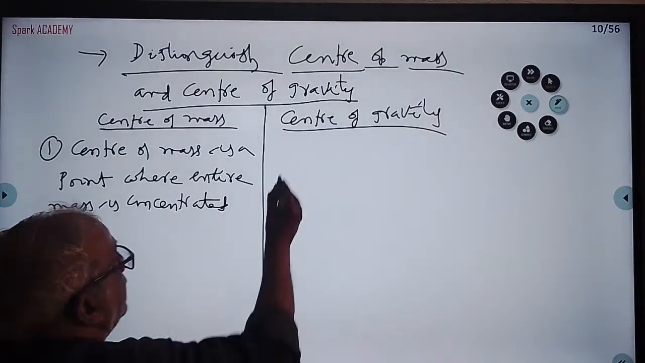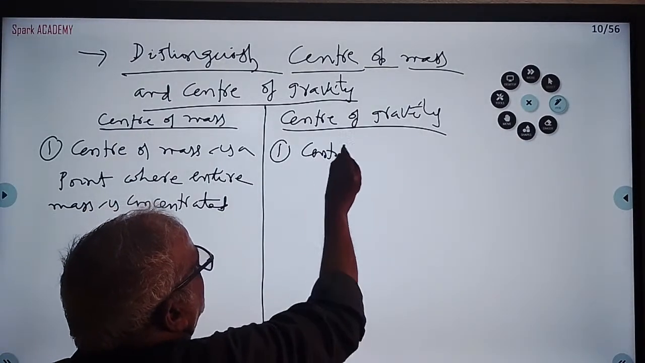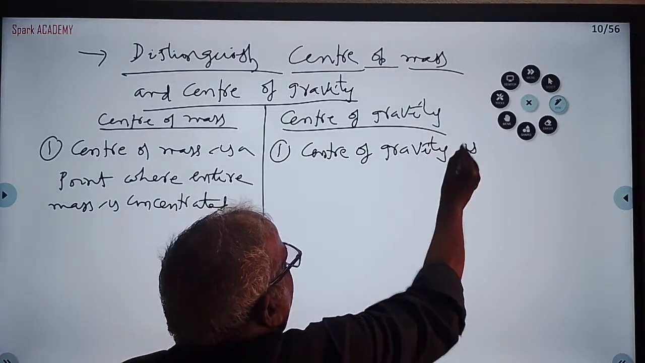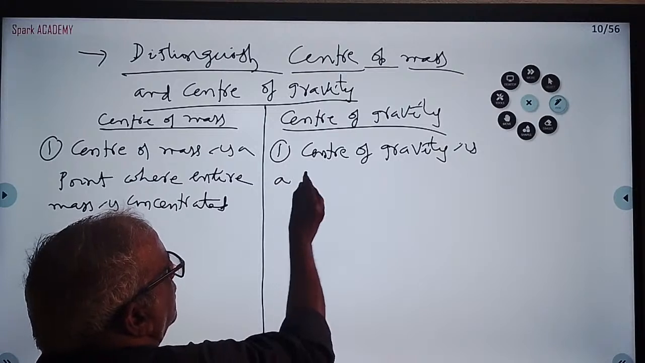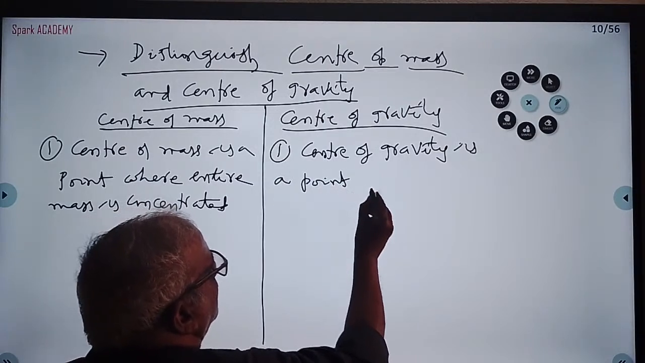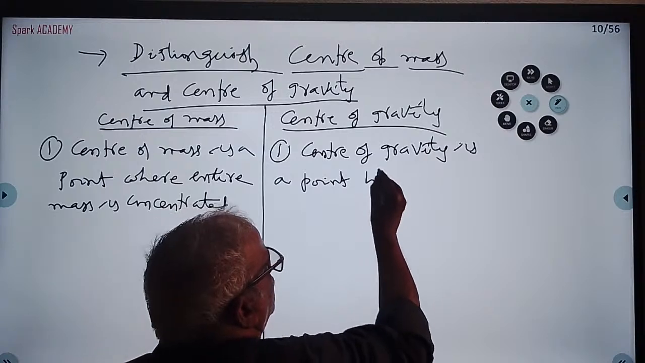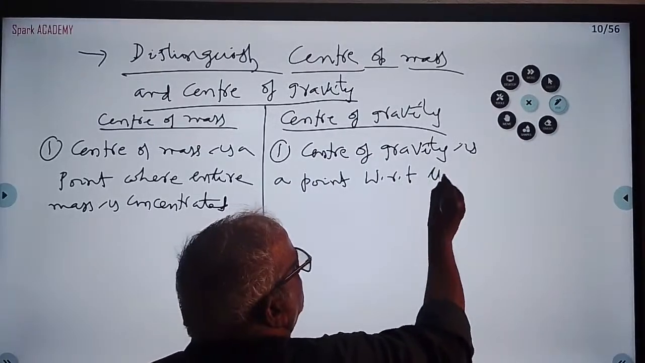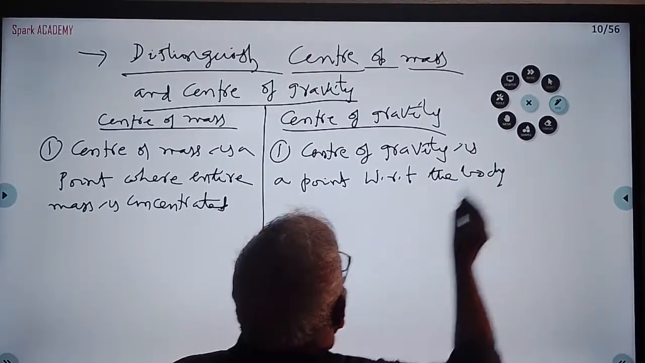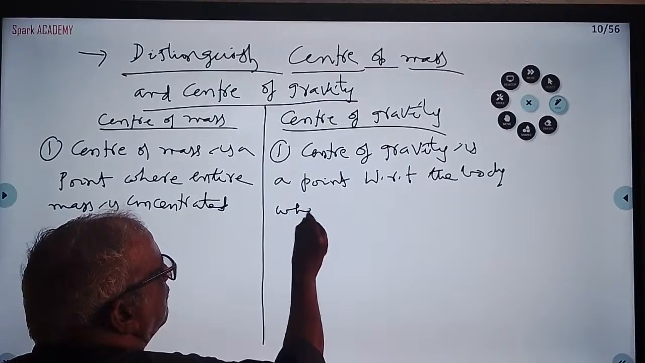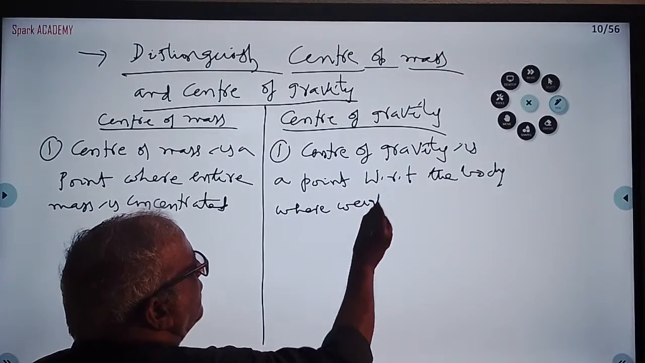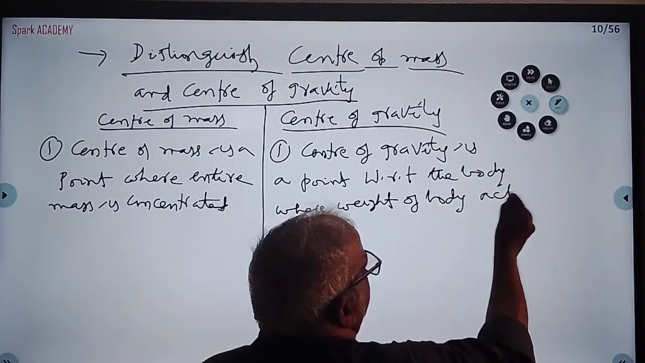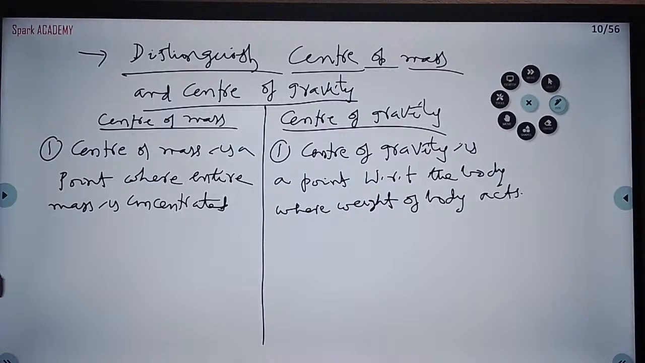Center of gravity is a point with respect to the body. WRT means with respect to, you can write it like that in the exam. It is the point where the weight of the body acts. Weight means mg, mass means m.